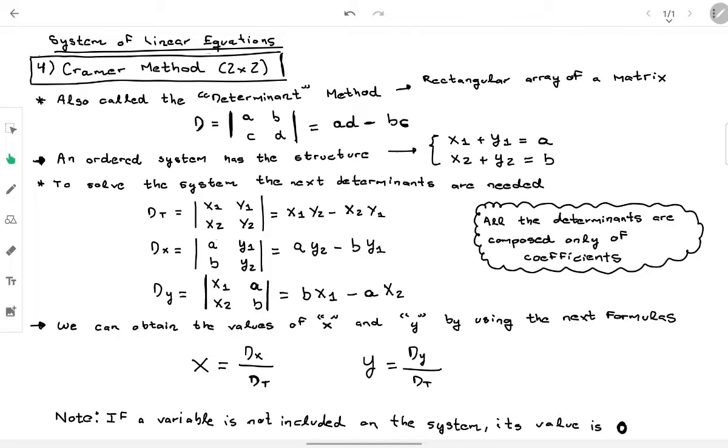After obtaining the three determinants, how to obtain the values of x and y? It's going to be very easy using the next formulas. X equals the determinant of x divided by the determinant of the whole system. Y will be very similar: the determinant of y divided by the determinant of the whole system. Of course, we need to remember a little bit. If a variable is not included in the system, for example if we have only x squared equals something, the value of the not included variable is going to be 0. Let's see some examples to understand better what the Cramer method is in a 2 by 2 system.